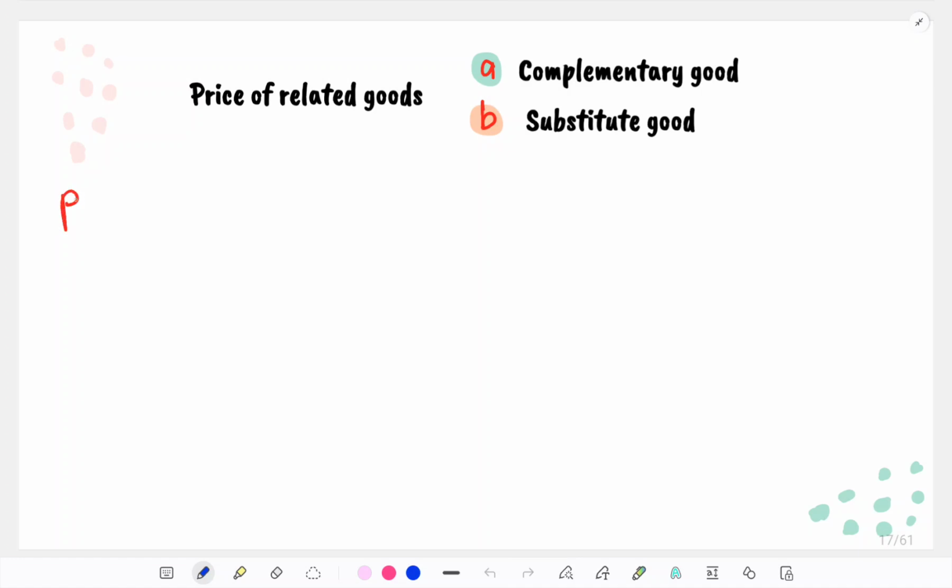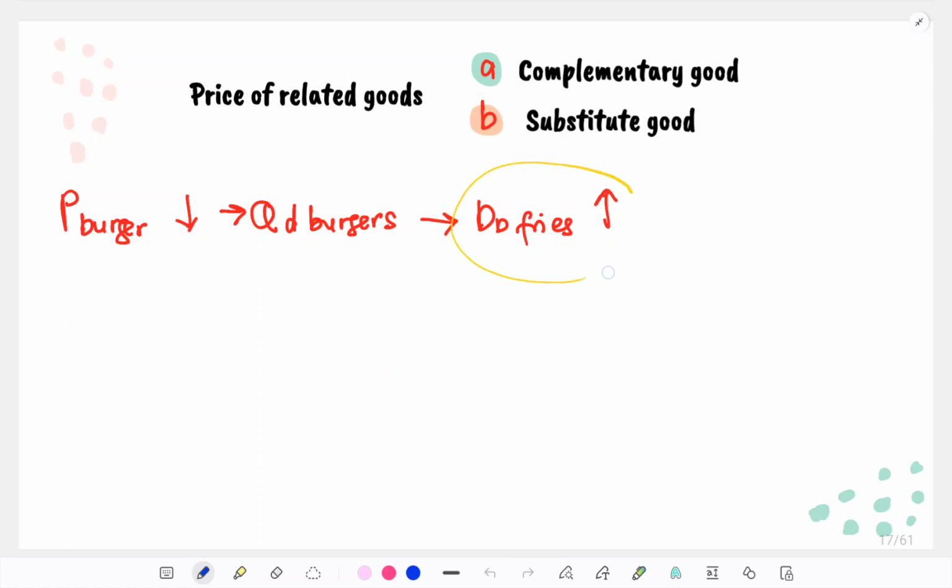When the price of burger goes down, people will buy more burger. When people buy more burger, they also will buy more fries. So the demand for fries will go up, even though the price of fries did not change. We can see here that the demand for fries increases because of the decrease in the price of burger.